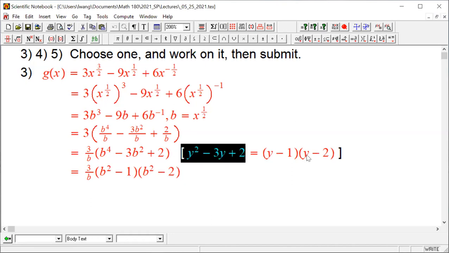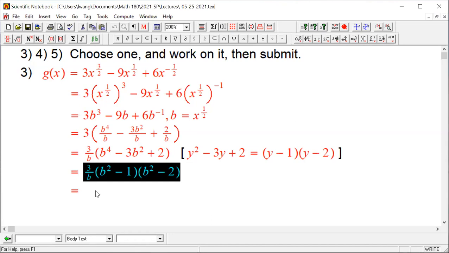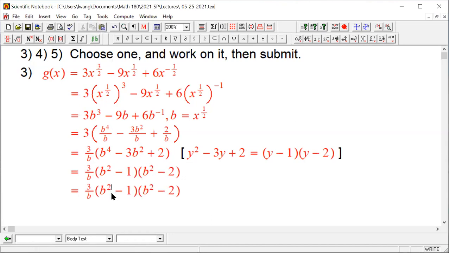And of course we can factor further. So what do we get? Any questions so far? Of course we can factor even more, right? The b squared minus 1 is b plus 1 times b minus 1. And b squared minus 2 can be written as b plus or minus square root of 2, for the convenience of doing this.